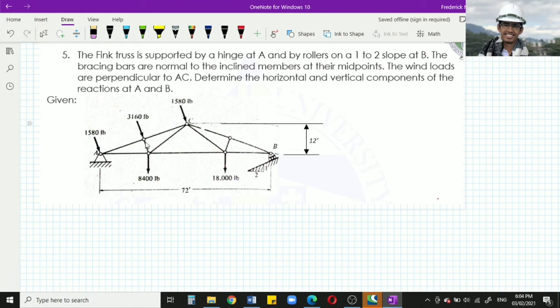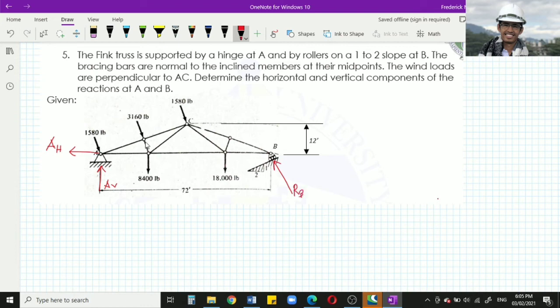So meron tayong vertical reaction dito sa point A. So this is a pin connection. So meron tayong A vertical and A horizontal. And sa point B naman, magkakaroon tayo ng normal force perpendicular dun sa ating incline. So this is a roller support. So magkakaroon tayo ng normal force. So this will be RB.